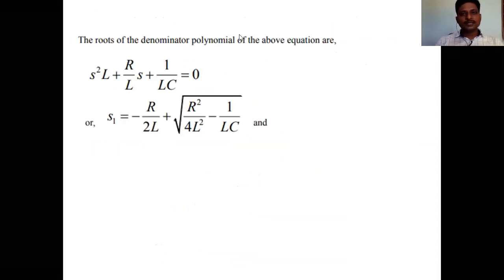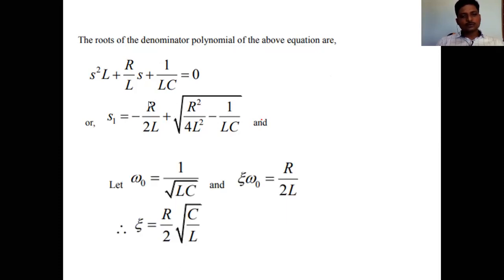The roots of the denominator for the above quadratic equation are minus b, so minus R/L, plus or minus root of b square minus 4ac, by 2a. Instead of writing 2 here, we are writing it here only. Therefore, we are writing minus R/2L, and this 2 also we are integrating into the root. Therefore, we will write R square by 4L square minus 1/(LC). So these are the roots.